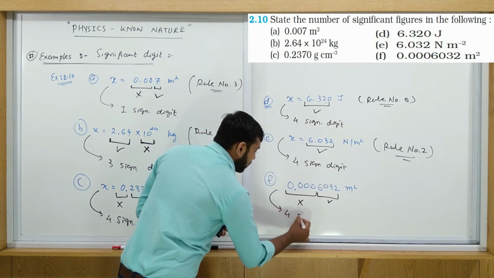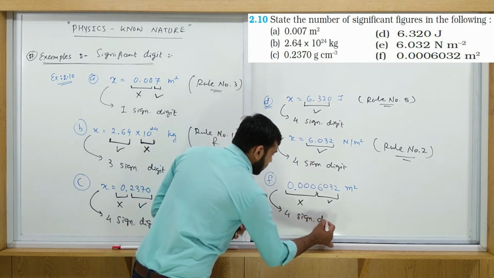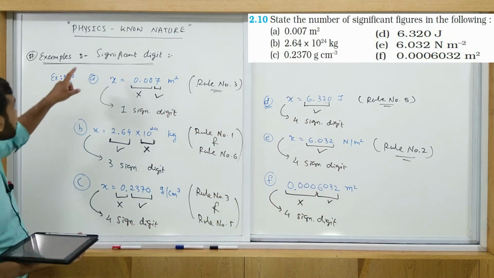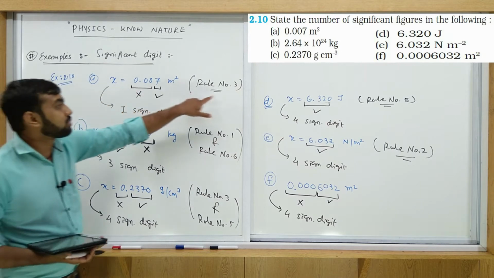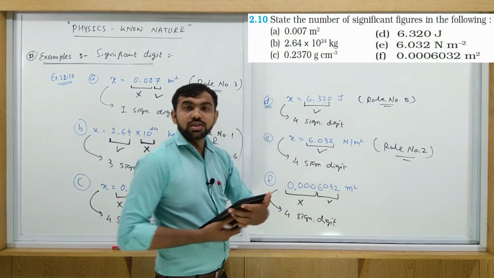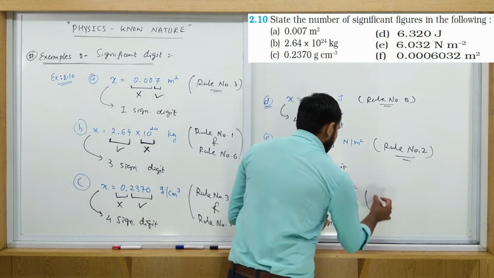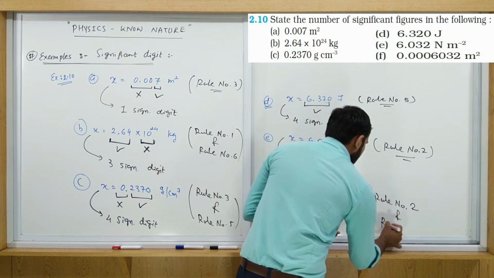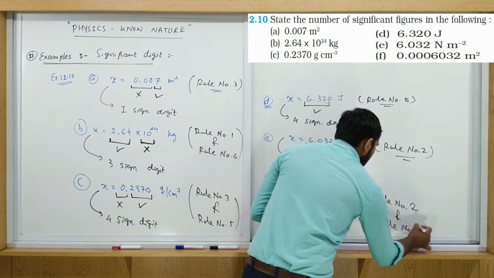So 4 significant digits. Which rule is left-hand side zero? Left-hand side zero is rule number 3, and zero between two non-zero numbers is rule number 2. So which rules are used here? Rule number 2 and rule number 3.